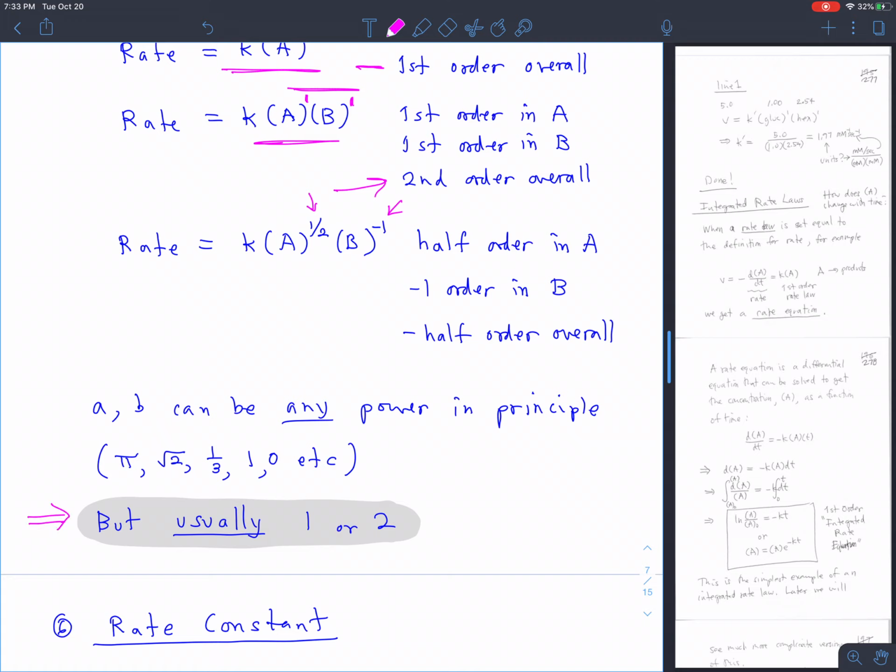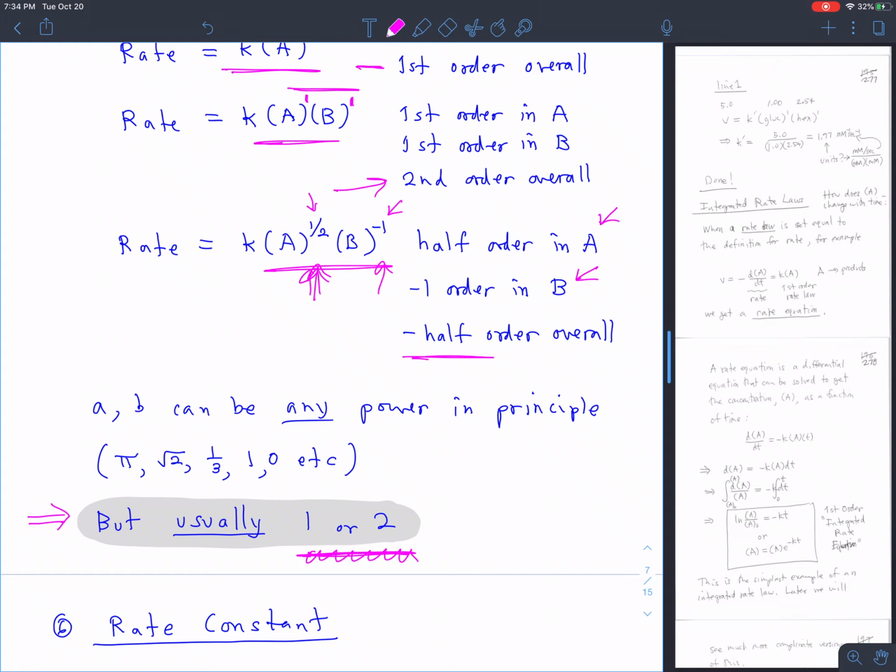Almost always, you will see, especially in this class, that the orders are actually just 1 or 2. Seeing things like this is not exactly rare, but it's relatively unusual. By far, the most common orders are 1 and 2. But these things are perfectly possible. You can't rule them out a priori. So this case is half order in A, -1 order in B, and minus half order overall, adding them together.